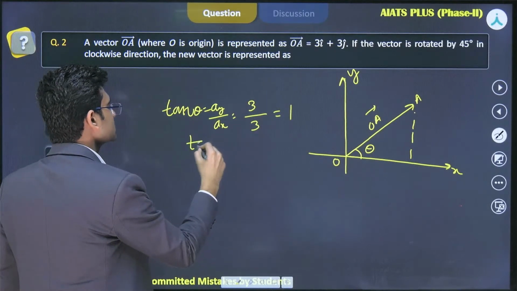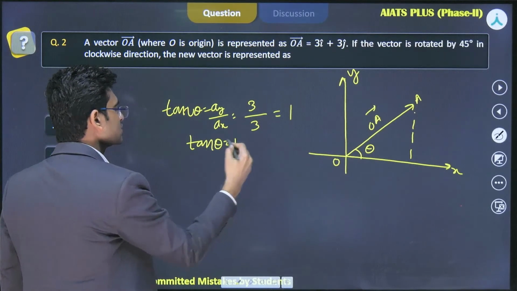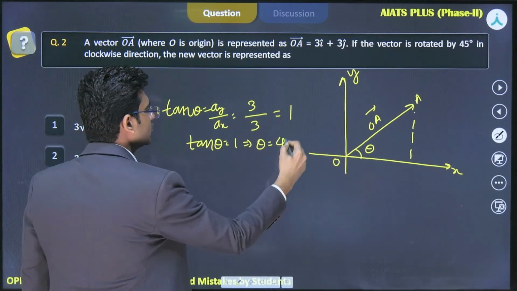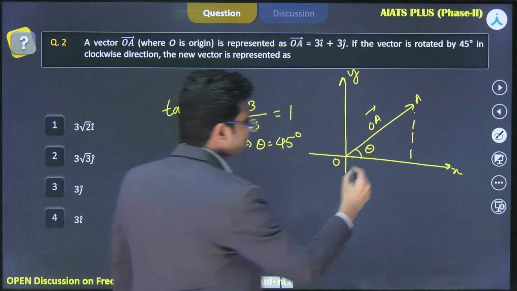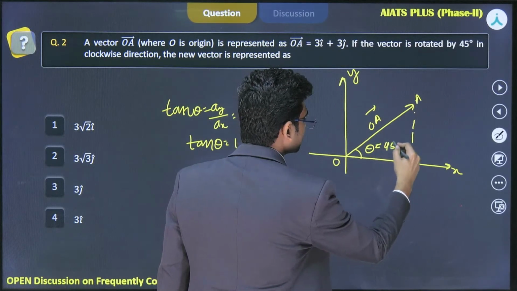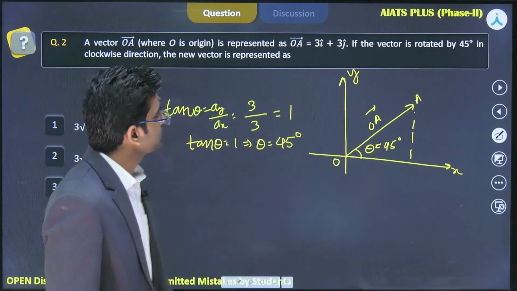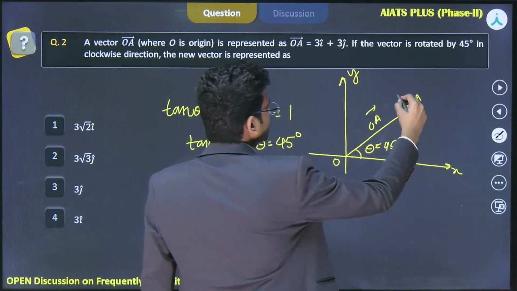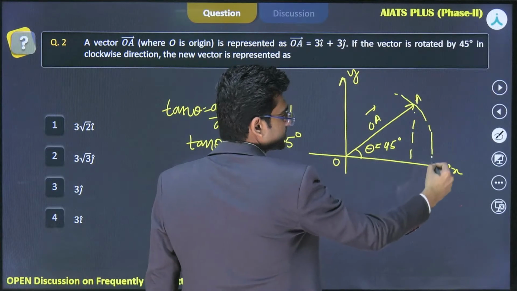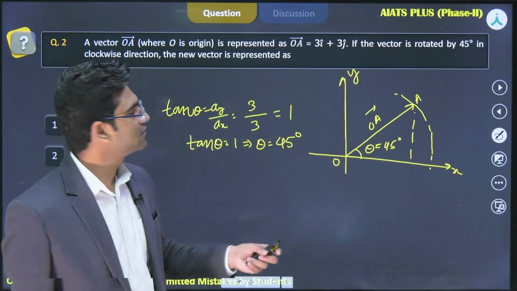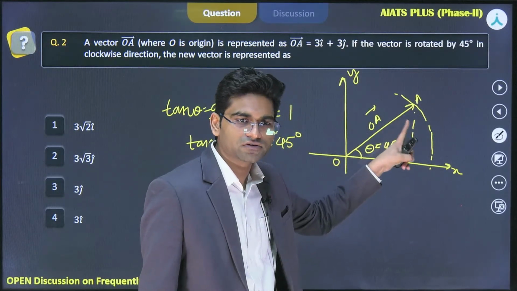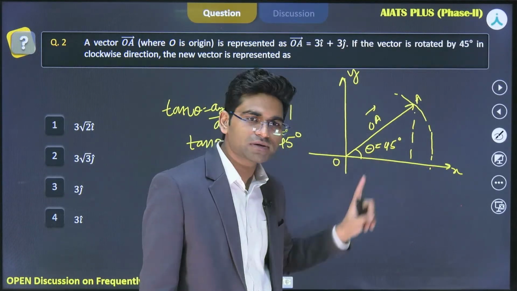Now tan theta is equal to 1, for which angle? This will give me theta equal to 45 degree, right? So this angle is 45 degree. Now we know the angle. Notice that if I rotate this vector in clockwise direction like this, the angle or the direction of this vector will change. But what about the magnitude?